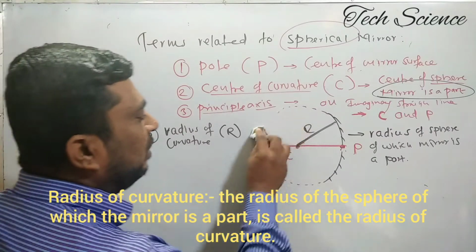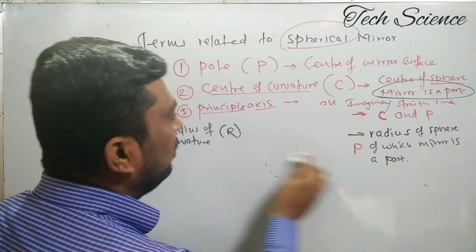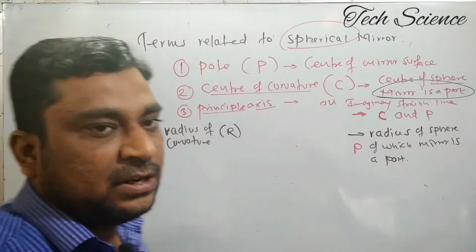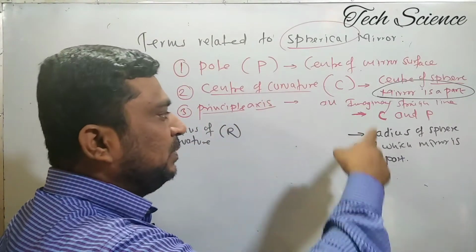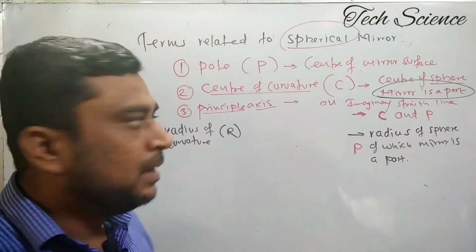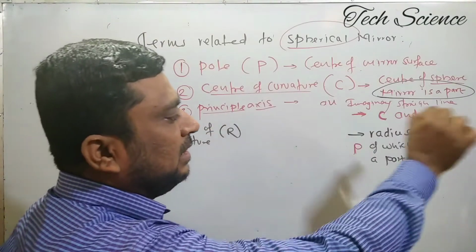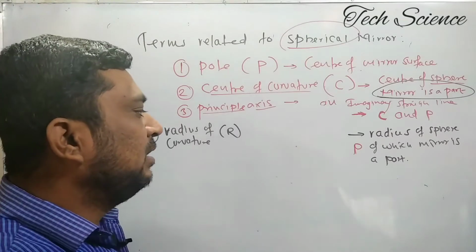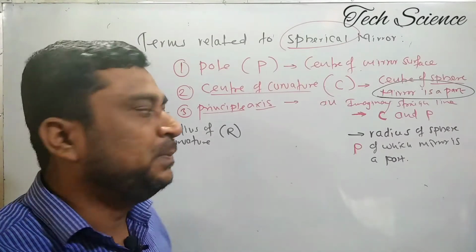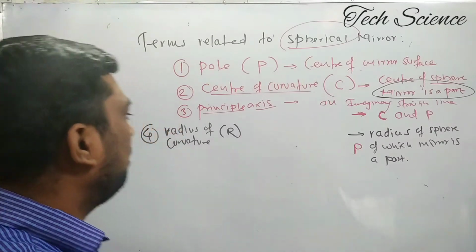Okay. So these are the four definitions out of six. The first one is pole. What is pole? The center of the mirror surface. Center of curvature, the center of the sphere of which mirror is a part. Principal axis, an imaginary straight line passing through the center of curvature and pole. And what is the radius of curvature? A radius of the sphere of which mirror is a part.